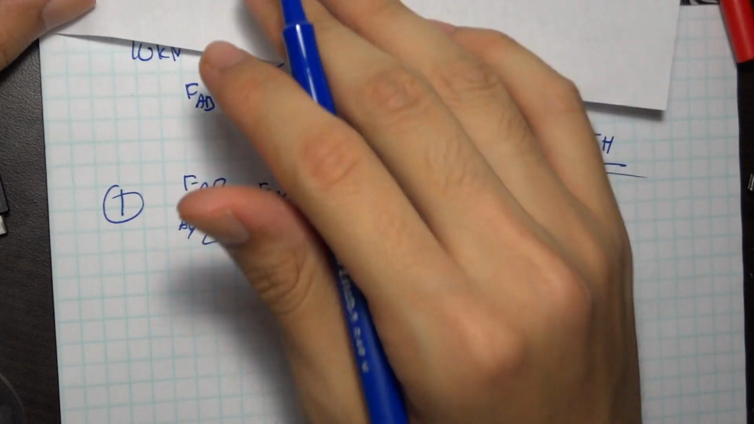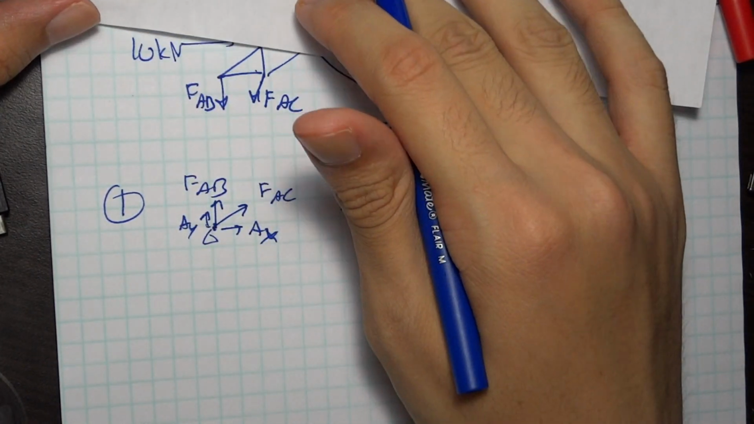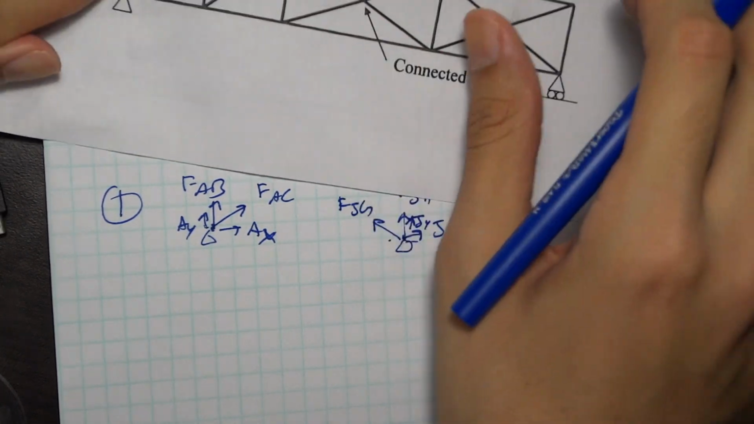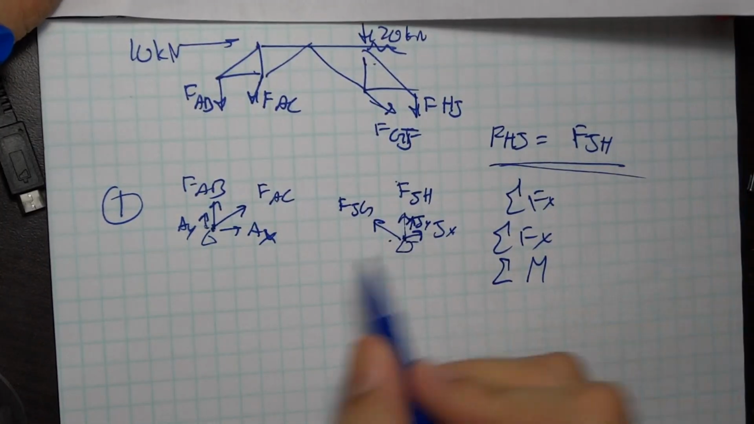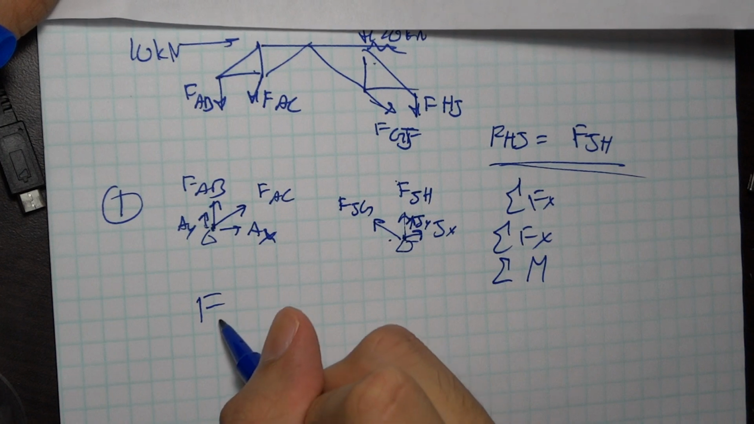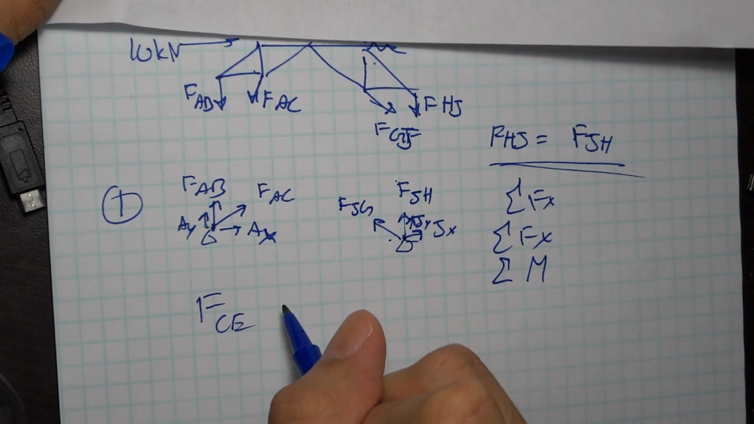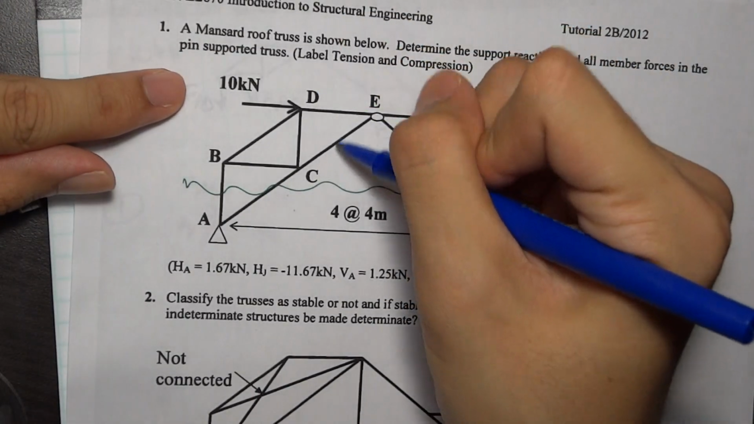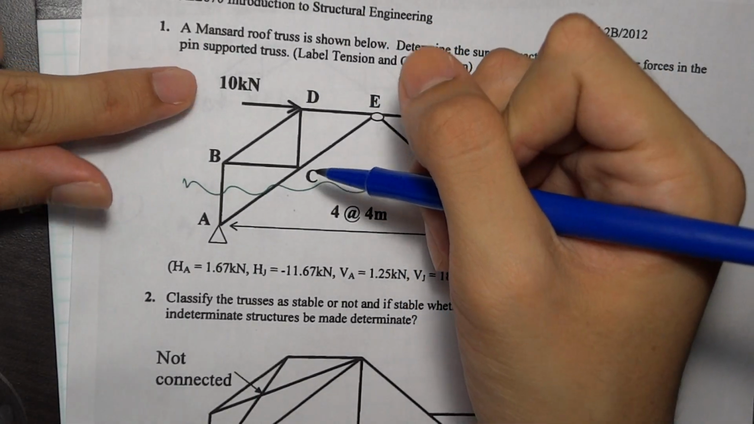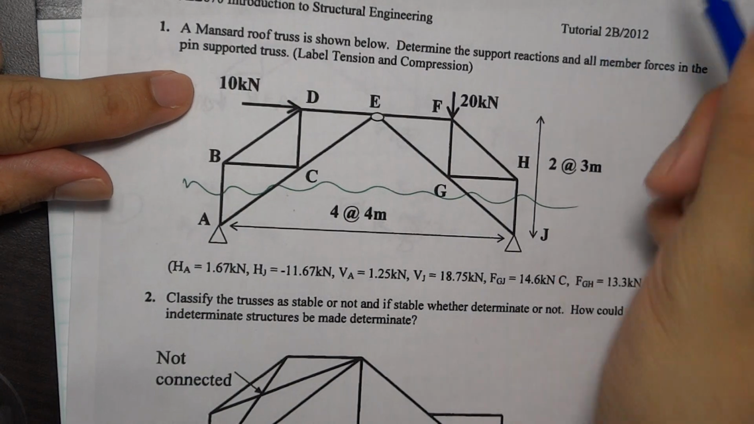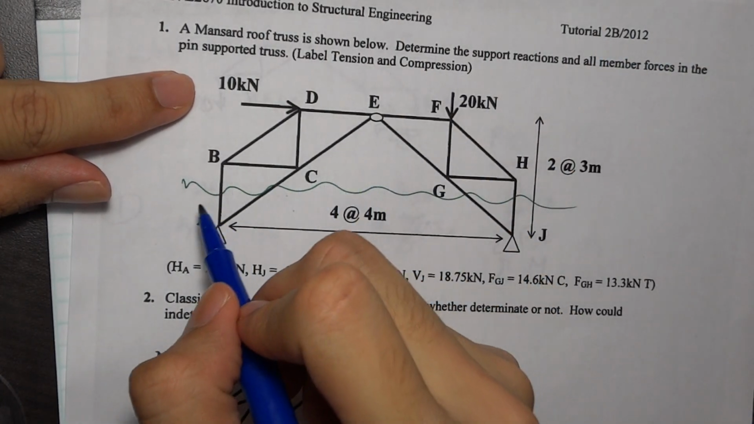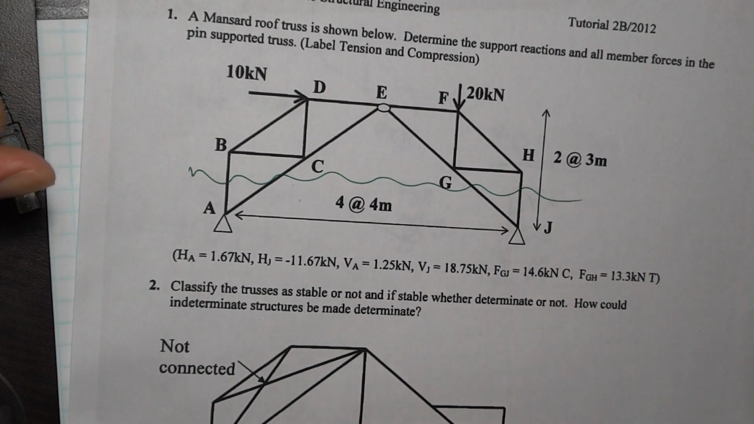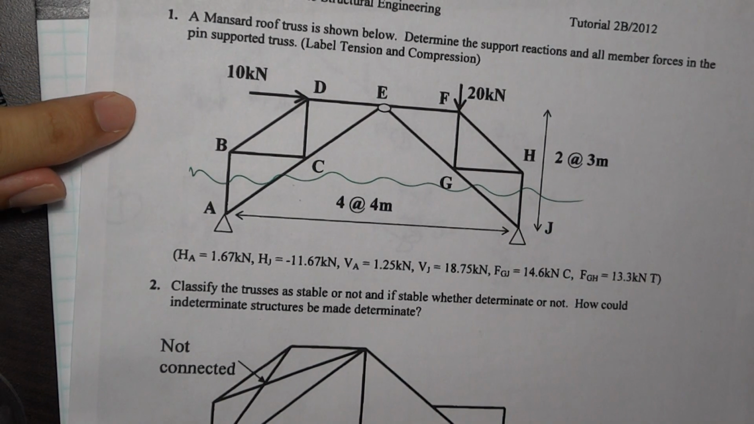Just remember that you want to try and cut as few members as possible generally when you're doing method of sections. Normally, let's say you were interested in force CE. In that case you would only want to cut like here, because if you're just interested in this force, there's no need to cut all the members. You cut the member that you're interested in.